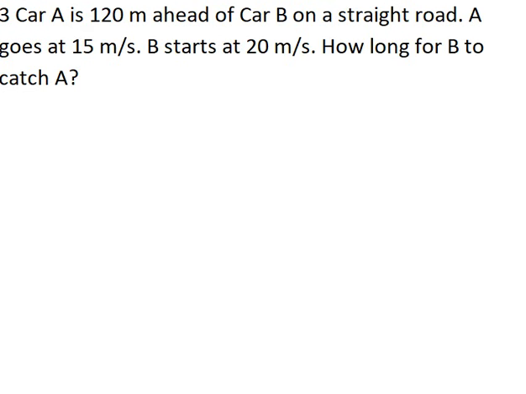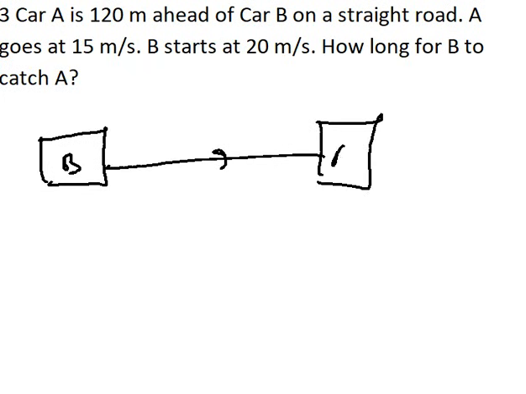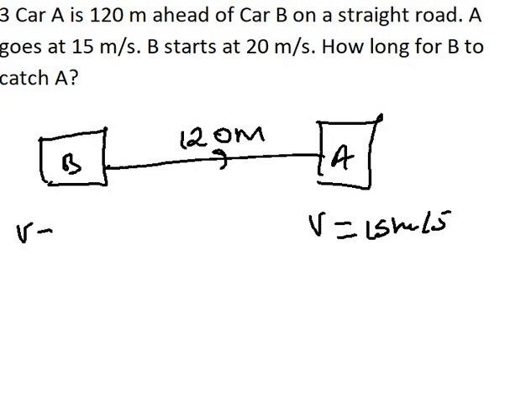Now let's say this is the question. Car A is 120 meters ahead of car B. So this is car B, and car A is ahead of car B by about 120 meters. Car A goes at a constant speed of 15 meters per second, and car B is also moving at a constant speed of 20 meters per second. How long for B to catch A?